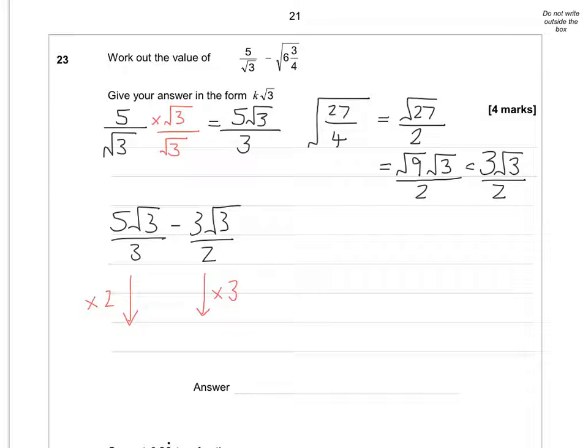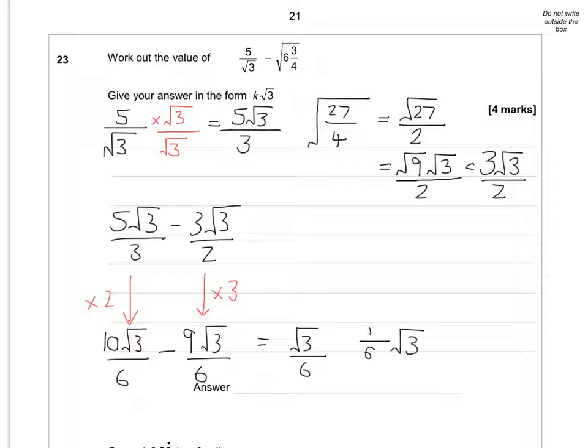If I double the first one, I get 10 lots of root 3 over 6, and if I triple the second one I get 9 lots of root 3 over 6. And I'm going to take them away. So 10 lots of root 3 take away 9 lots of root 3 is 1 lot of root 3 over 6. Now if we look, it does want it in this form, so really we should write it as a sixth root 3. So it's really clear that k is a sixth.